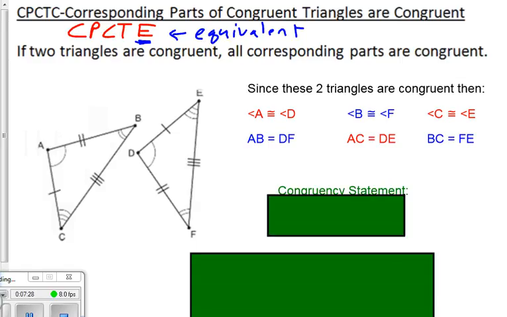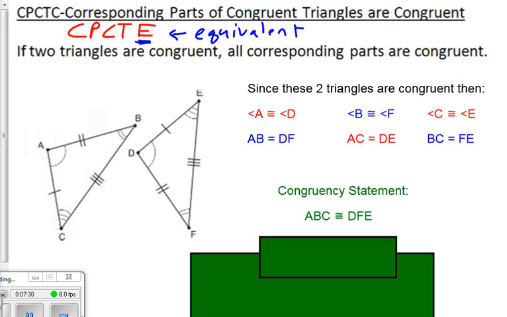Okay, so again, just as a double check, the congruency statement is ABC is congruent to DFE. Okay, it would not be DEF, it's DFE, because you need to make sure that they match with the ones that the picture is showing. B, our second letter, has to match up with F, because they both have the 2 angle marks there. Those ones are equivalent to each other.